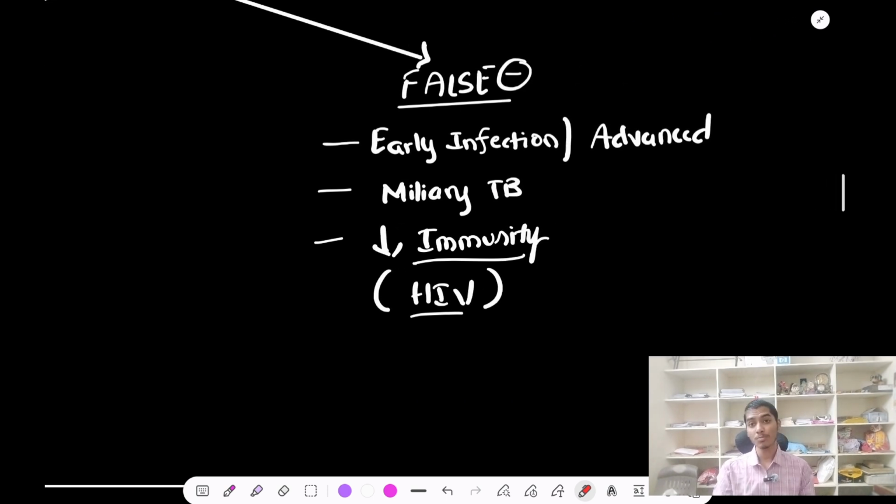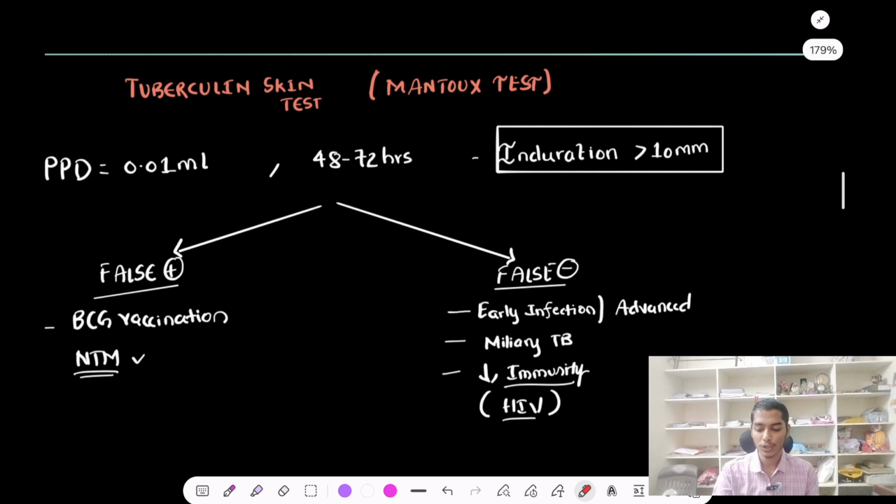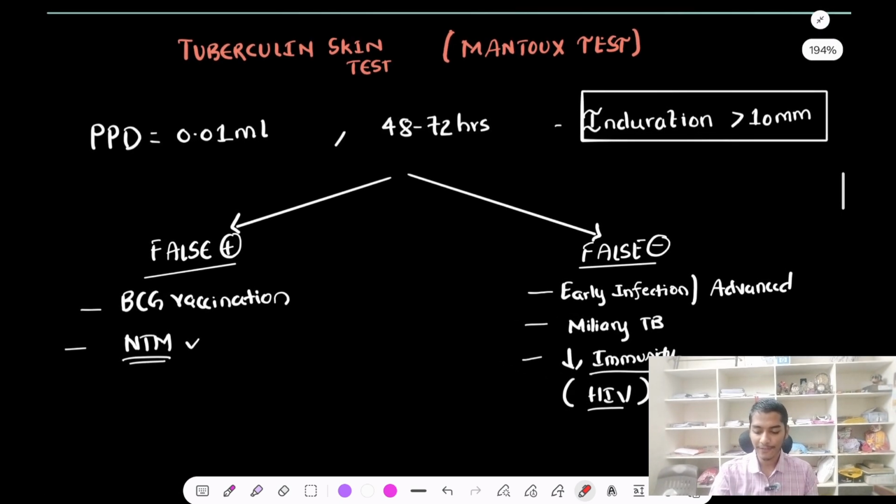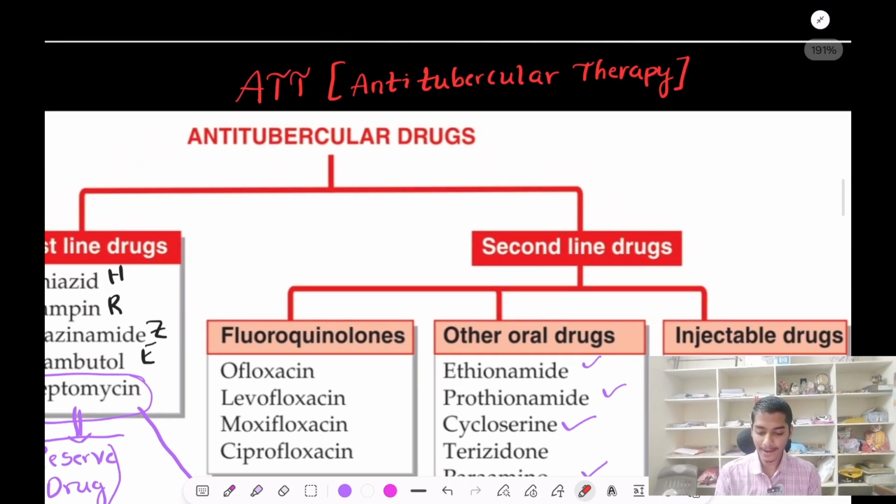And for false negative, there may be decreased immunity as in case of HIV, or there may be early infection or advanced infection, or there may be miliary TB. So these are responsible for false positive and false negative. So this is the gist of the tuberculin skin test or Mantoux test, which is a very important test to be discussed.